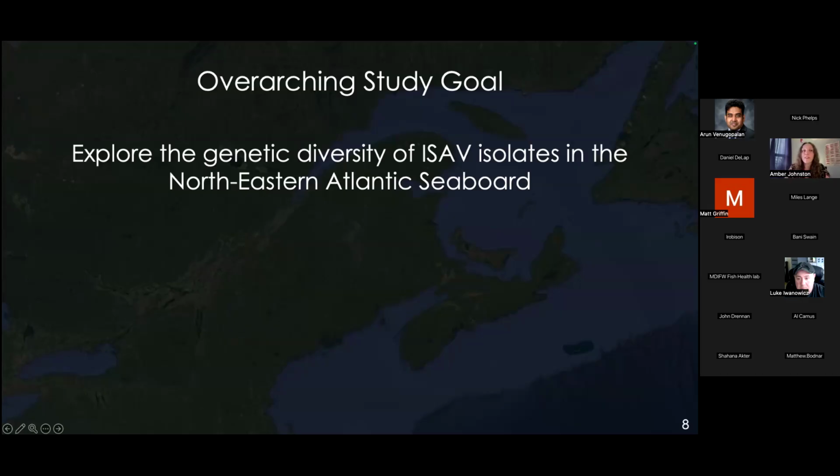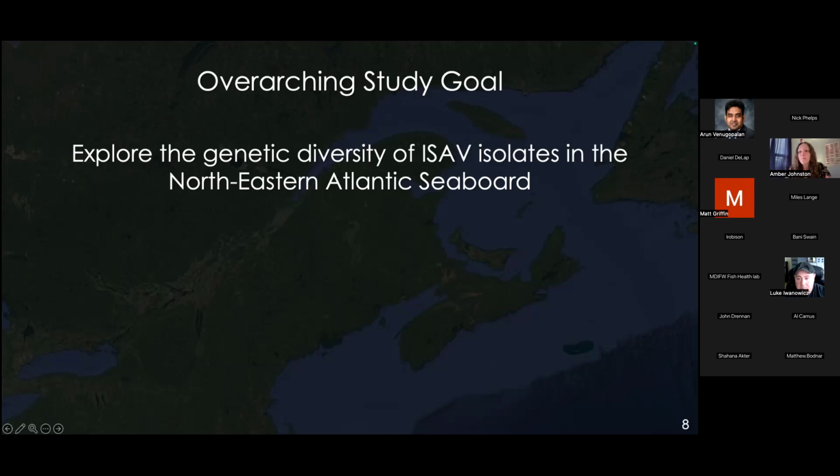So with all of that background and context in mind, the overarching goal of this study is to explore genetic variation of nearly 30 years of archived ISAV isolates collected on the northeastern Atlantic seaboard. While there's been a lot of work done on comparing ISAV genome segments individually, there are few publicly available whole genome sequences of ISAV, especially in this region. So with this project, we hope to collect hundreds of isolates from our laboratory and industry partners and generate that missing genome data.